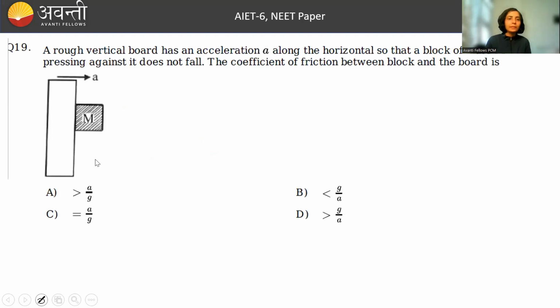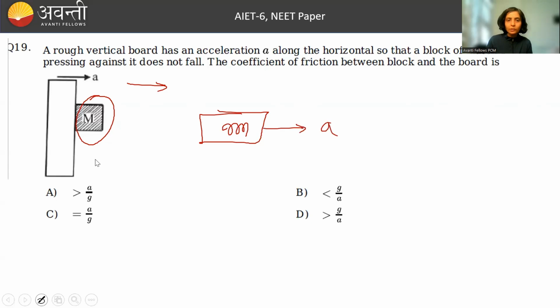Now this is the question. There is a rough vertical board and this has an acceleration A along the horizontal so that block of mass M pressing against it does not fall. So this is not falling, right? The coefficient of friction between block and the board is mu. So if this is not falling and this whole is going forward with acceleration A, this mass also has acceleration A. So I'm going to write the mass M.